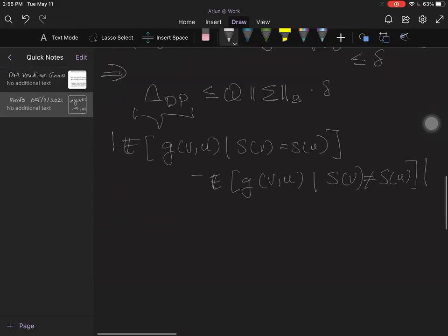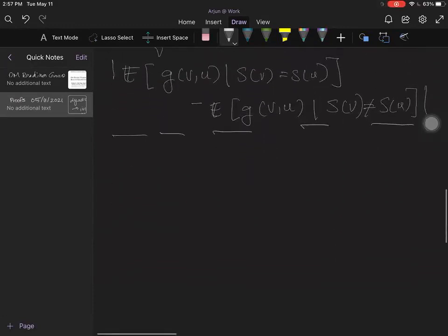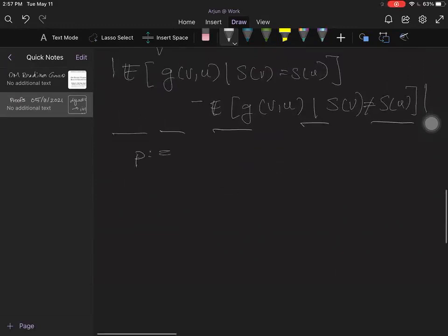Okay. So we're going to get into the proof of this now. The proof basically starts off by simplifying some of this notation. We're going to let P be equal to the expectation over all the vertices in S0, and we're also going to let Q be equal to the expectation over all the vertices in S1.